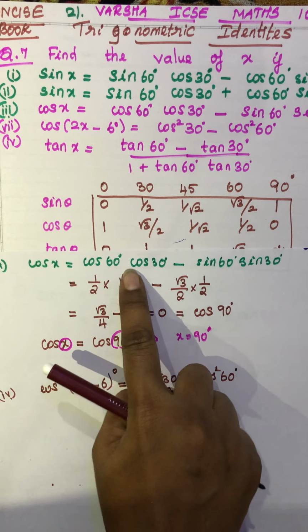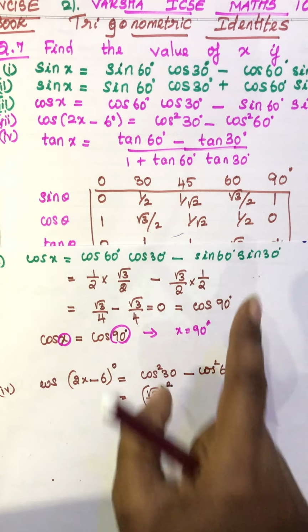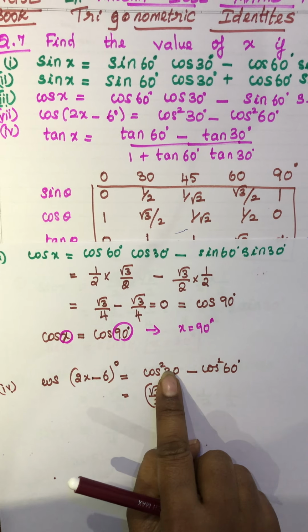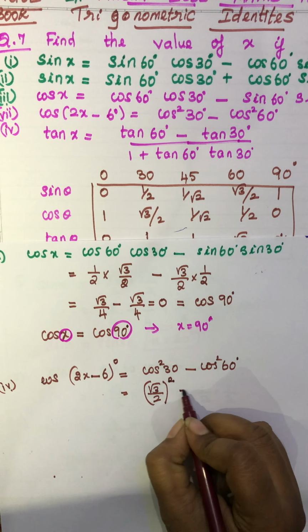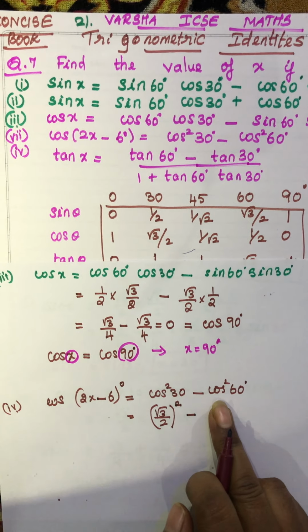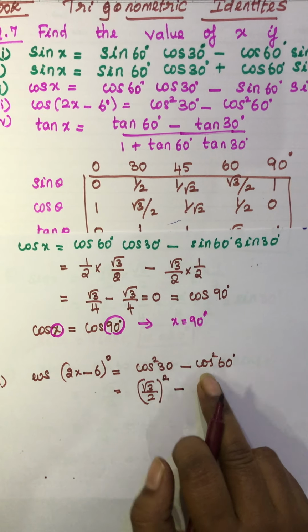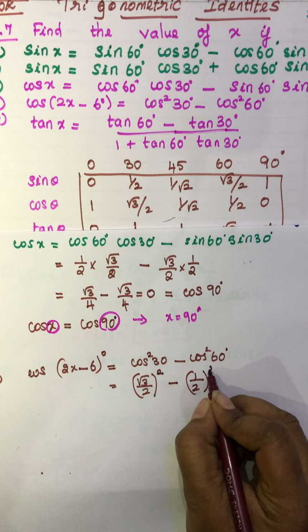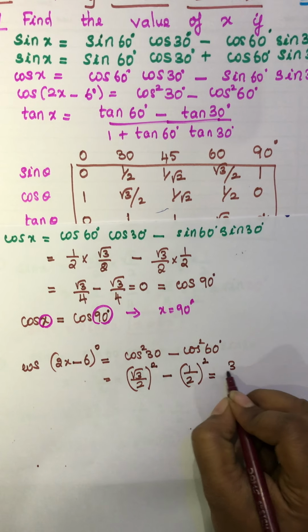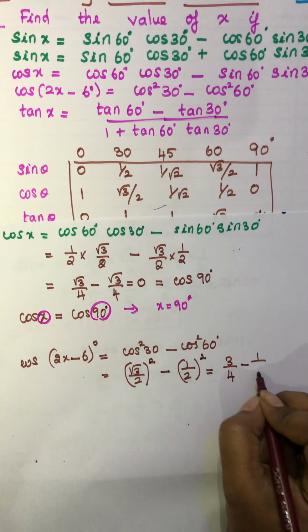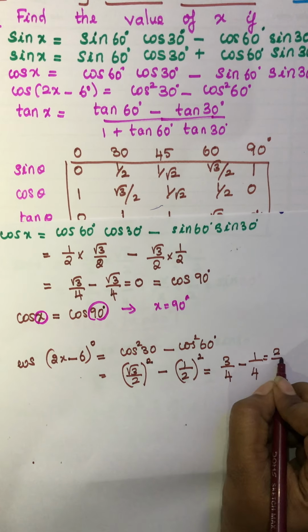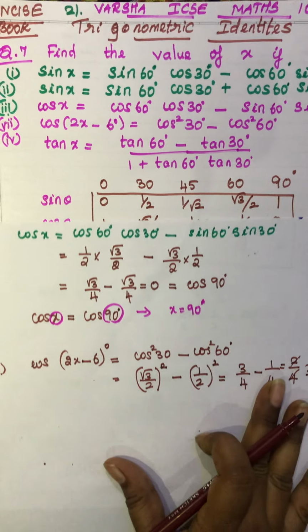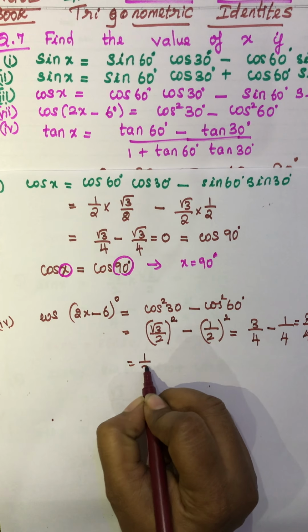Okay, so in the last sum we didn't get the square, but in this question the square is there. So you should not forget to give this square to this value. Minus cos square 60 degree. So what is the value of cos 60? That is 1 by 2, and again it is squared. So this is 3 by 4 minus 1 by 4. So we get 2 by 4, which is 1 by 2. Okay students, so this is 1 by 2.